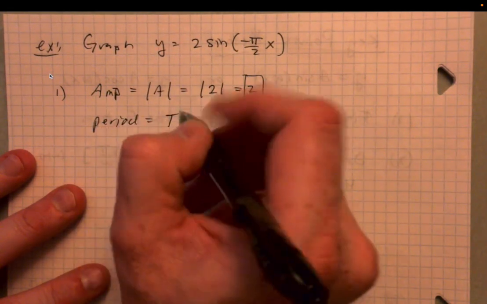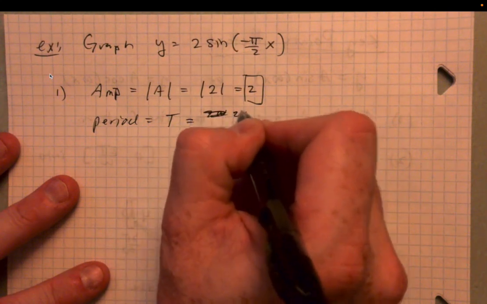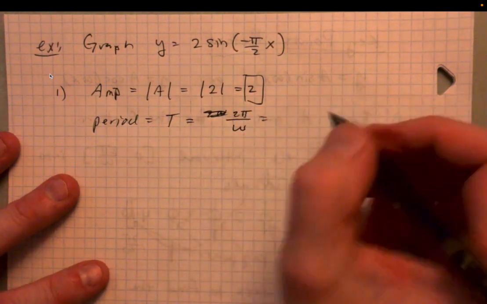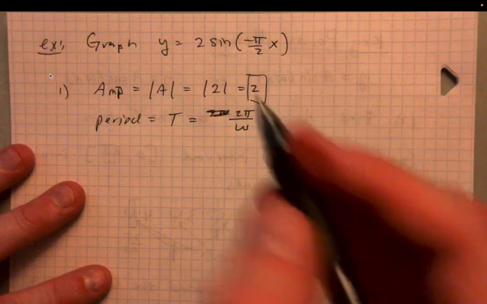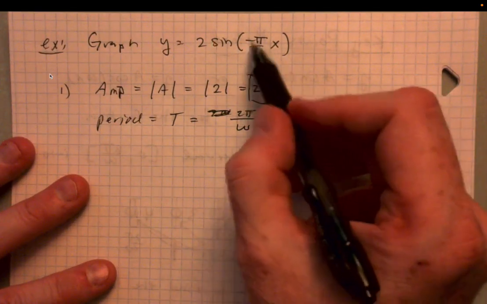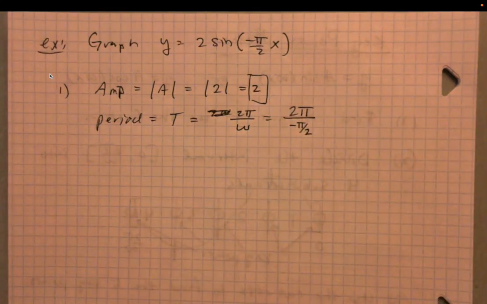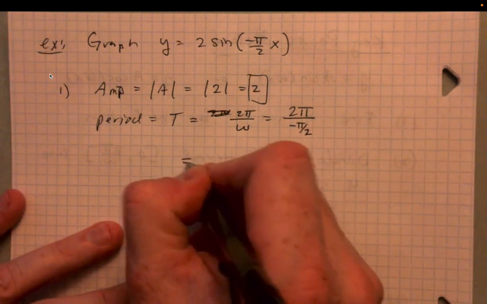is going to be equal to this T, which we say is 2 pi over omega. And so you have to be a little careful here. So this is 2 pi over omega, and now omega is negative pi over 2. Okay, so make sure you're careful when you're doing your arithmetic here. Right now, I'll be very deliberate here.